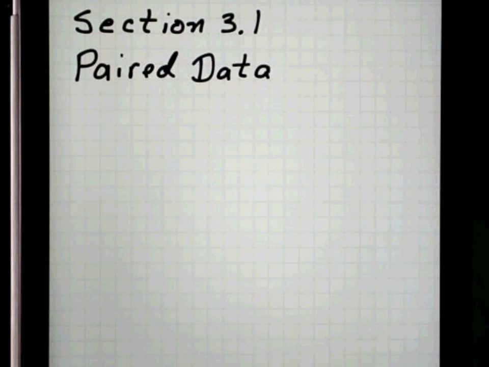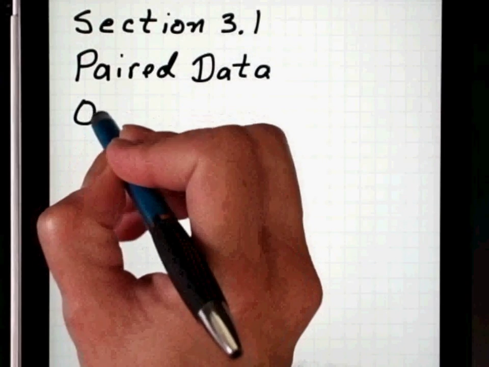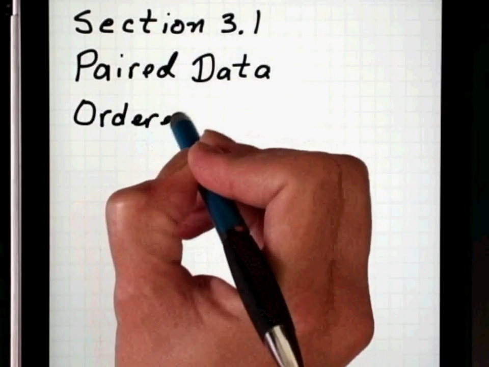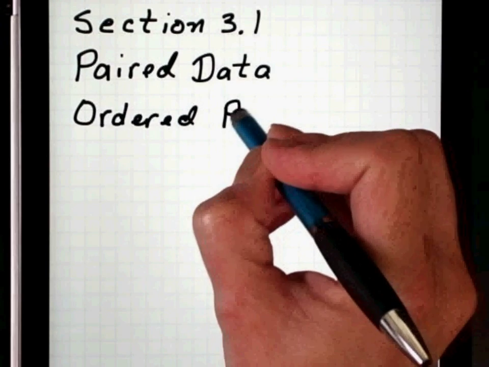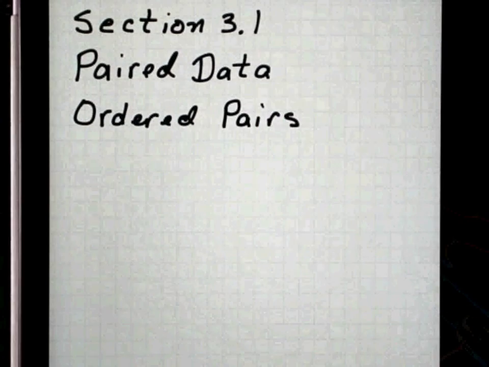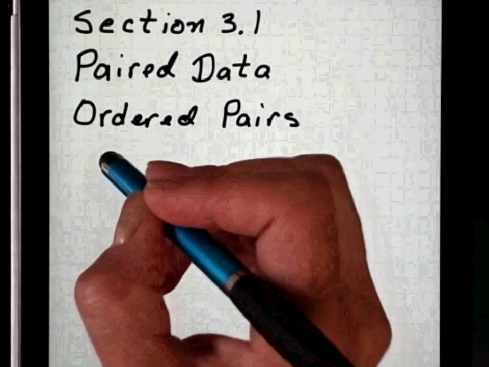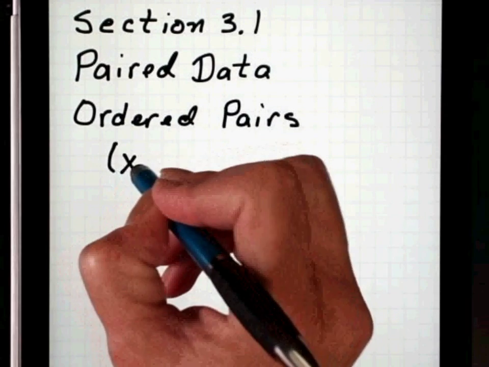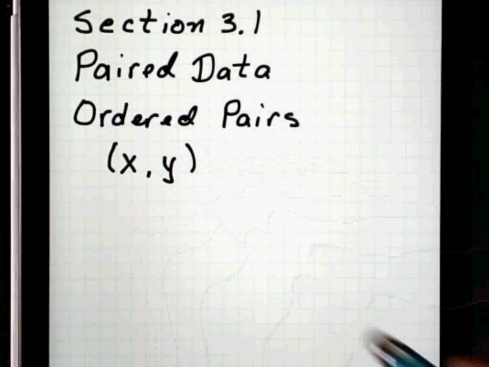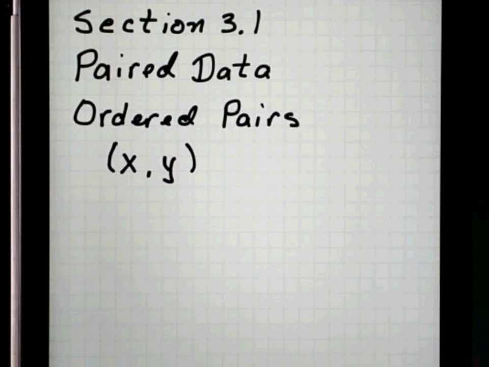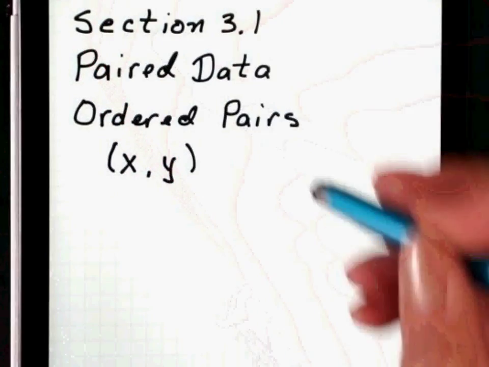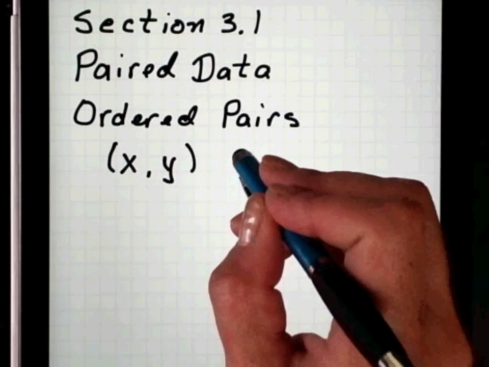Throughout this course, we're going to do a lot of graphing, and most of our graphing is going to come in the form of ordered pairs. Hopefully you've seen ordered pairs before in Algebra 1 or 2. Essentially, an ordered pair is an X and a Y that go together. And we're going to graph these on a standard XY coordinate plane.